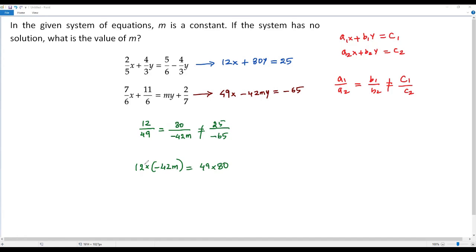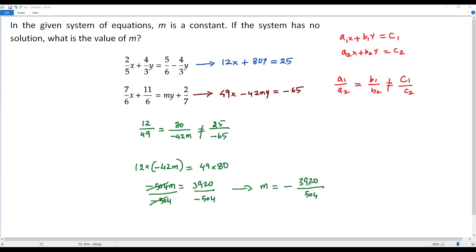Okay, now let me multiply this 12 and negative 42 using the calculator. So 12 times 42 is 504. That is negative 504m equals, let me multiply 49 and 80. Okay, 49 times 80 is 3920. Let me write over here. Now let me divide both sides of the equation by negative 504. Okay, here negative 504 and negative 504 cancel out. Then we get m equals negative, we can take this negative sign over here, 3920 divided by 504.